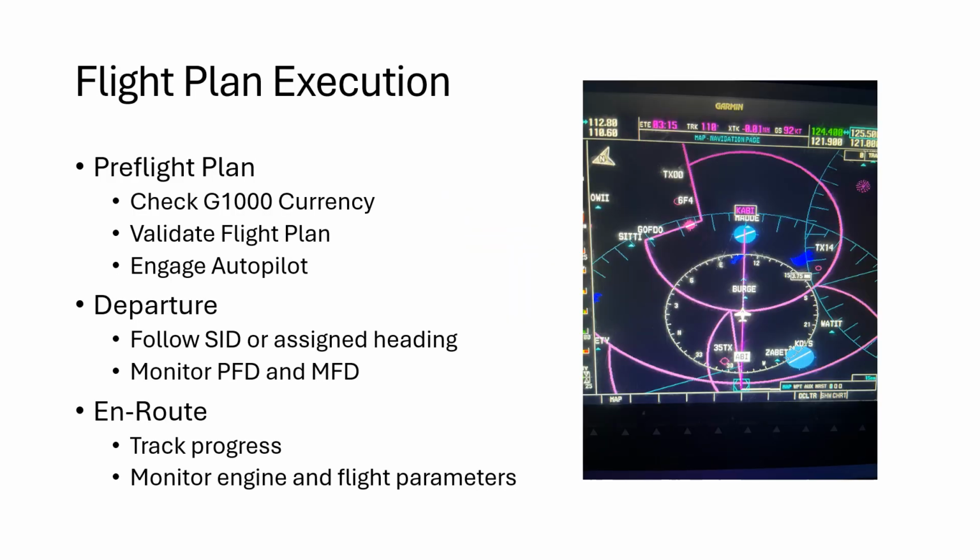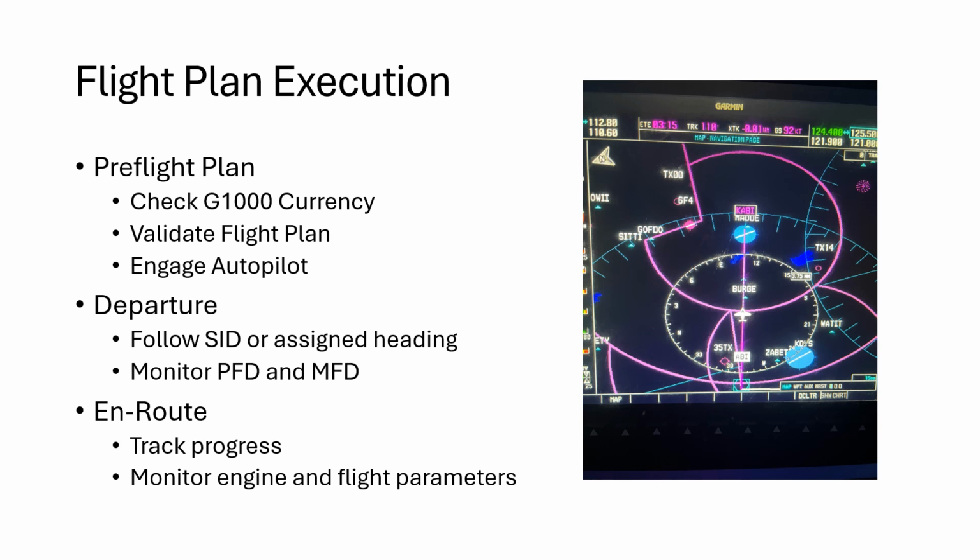And execution. Preflight plan. The first thing we're going to do when we load up the G1000 every single time is check the currency. We want to make sure all charts and databases are up to date for that G1000. We're going to validate our flight plan, so load it in and make sure everything looks correct. And then one of the big things we always do on the ground is engage the autopilot. This is because gyros and stuff in the G1000 need to start spinning, and if you activate it in the air, it can cause those things to mess up. So we always start and check the autopilot, test it on the ground.